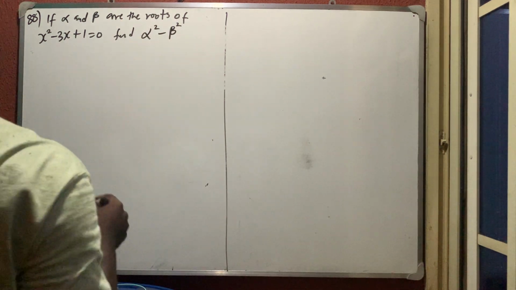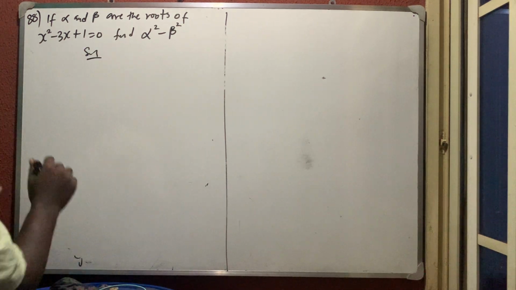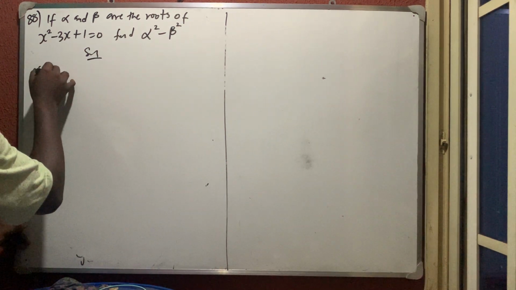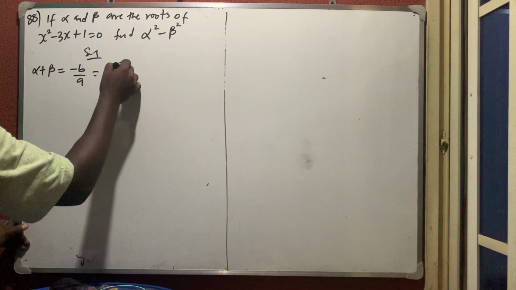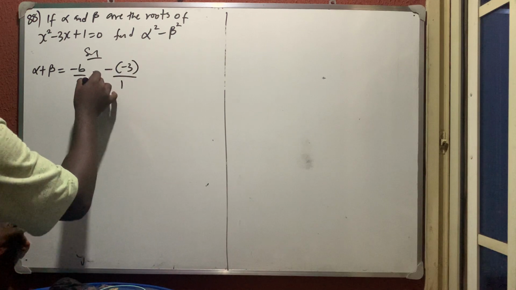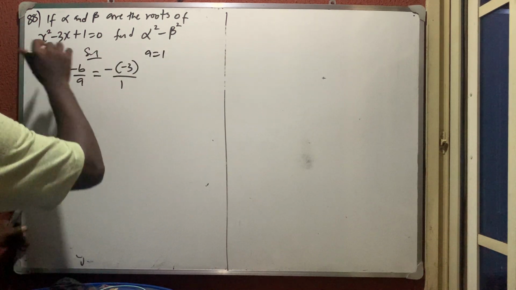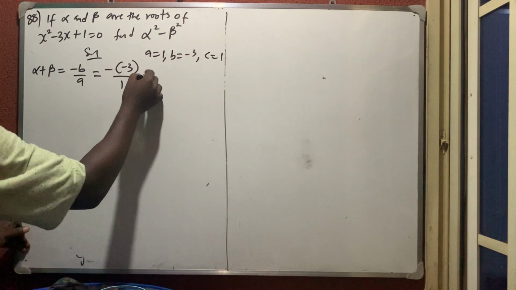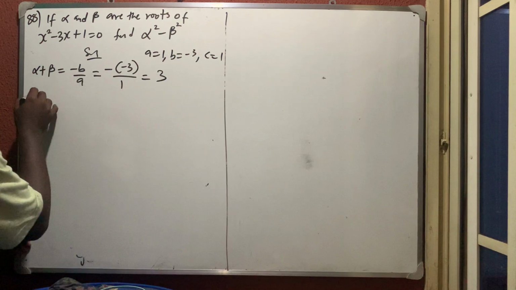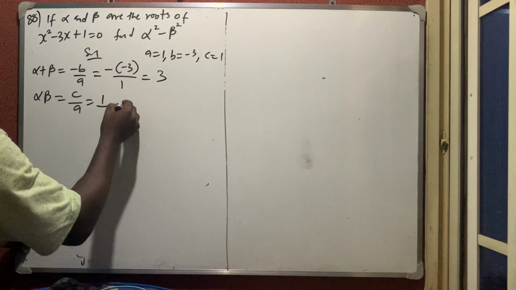Okay, very simple solution. I told you that for alpha and beta, the first thing you need to find is alpha plus beta, which the formula says is minus b over a, which is what? Minus into minus 3 over 1. Okay, this is my a. My a is 1, coefficient here. My b is minus 3 and my c is 1. So which is what? That is 3. So alpha beta is what? C over a, which is what? 1 over 1, which is 1.